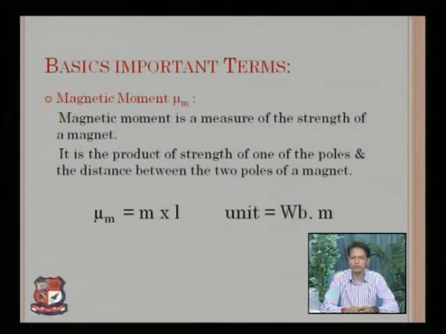That means if we want to describe the unit, the unit to describe pole strength is Weber, and in the same manner the length can be described in meter. That means Weber into meter is the unit to define magnetic moment. Let us move towards the next slide, through which we can know more about some of the definitions of magnetic materials.